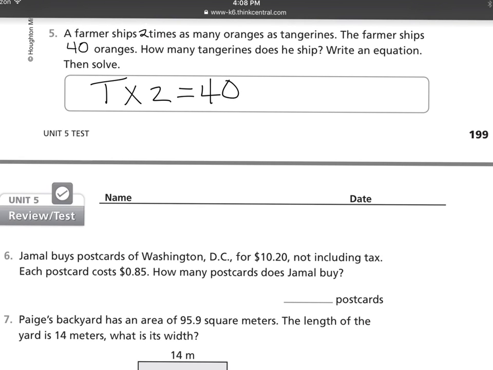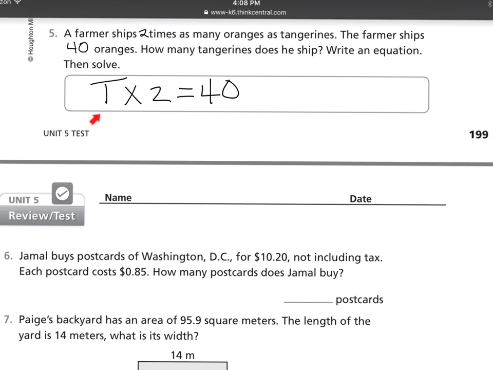So I've written here an equation that will help us solve this. And I want to show you what this equation means because you'll have to write one for yourself, for your problem. So here I have t times 2 equals 40. Well, the t stands for tangerines, and I don't know how many there are. That's what I need to figure out. How many tangerines did he ship?